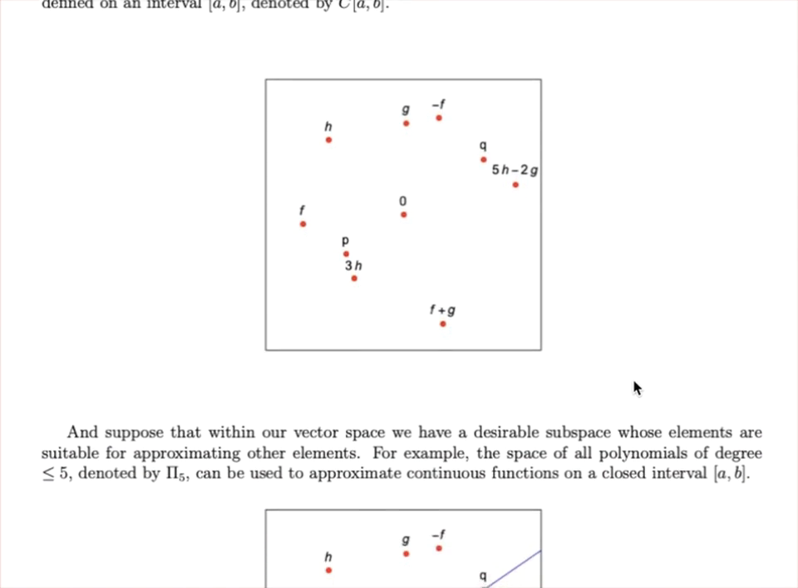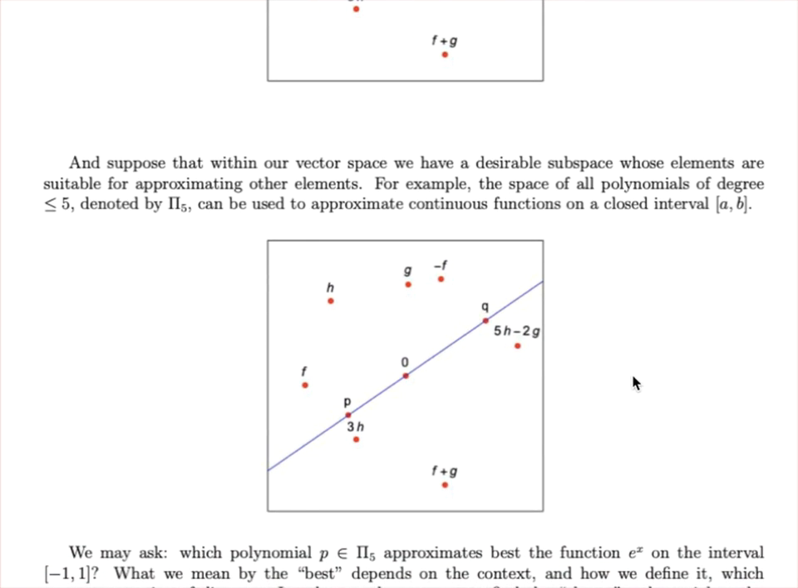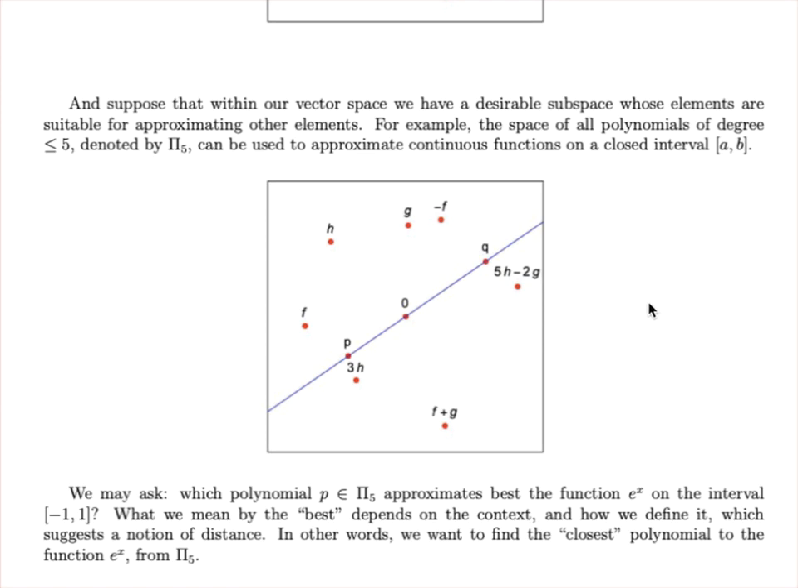And suppose that within our vector space we have a desirable subspace whose elements are suitable for approximating other elements. For example, the space of all polynomials of degree at most 5, denoted by pi sub 5, can be used to approximate continuous functions on a closed interval AB.